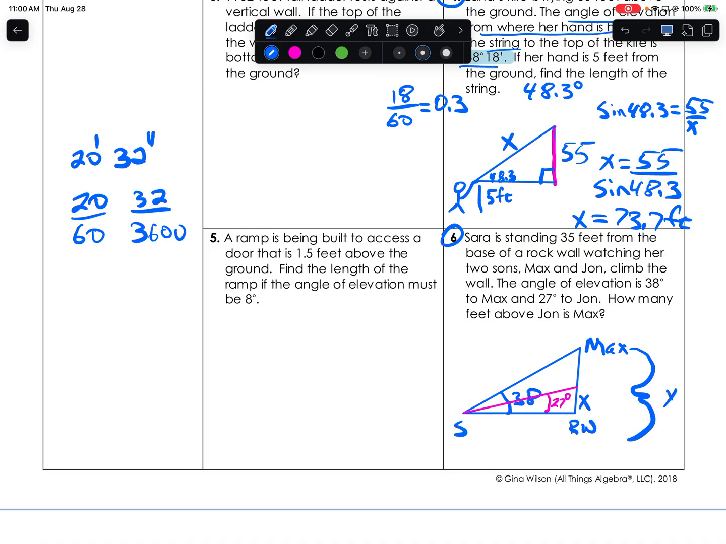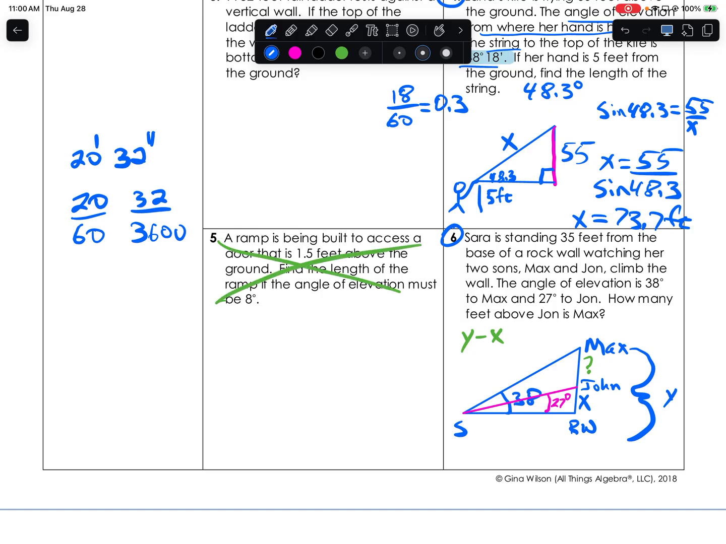And then what do I have to do to figure out how? So John's right here. What do I do to get this distance right here? What two things do I have to subtract? Y minus x, right? So in the very end here, I'm going to do y minus x. And that'll tell me how far above Max is when compared to John. So I'm going to do the work over here.